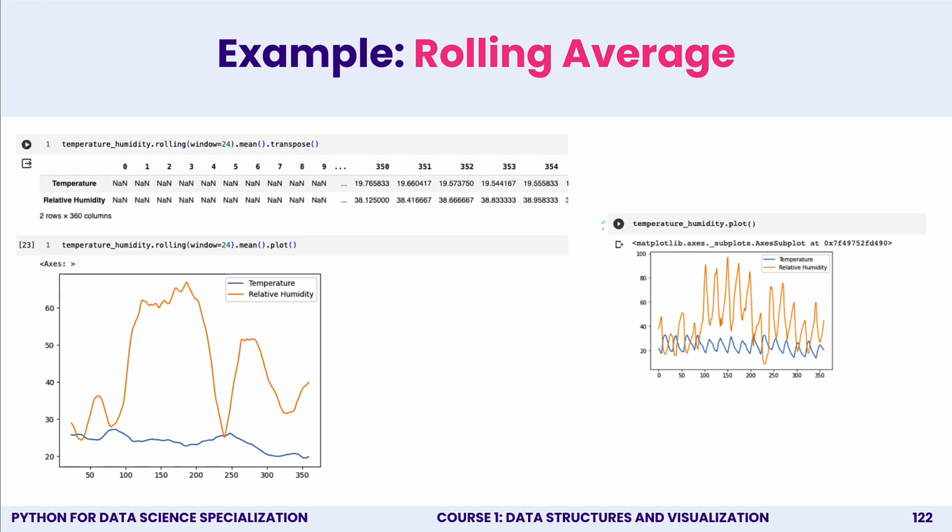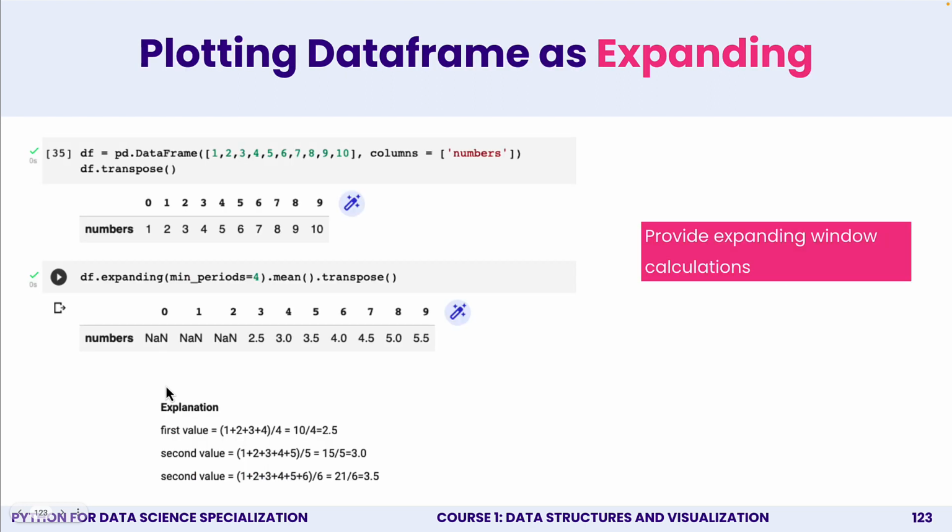Okay, and these are some different examples. For example, we can move from this one to this one. You have all of them in the notebook, so you can play with them. We have also expanding, and this is how we do expanding.